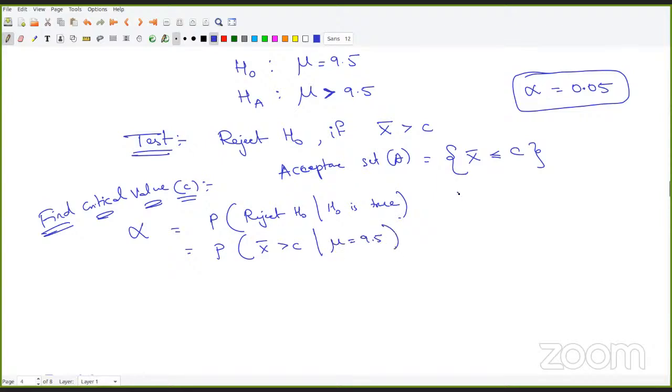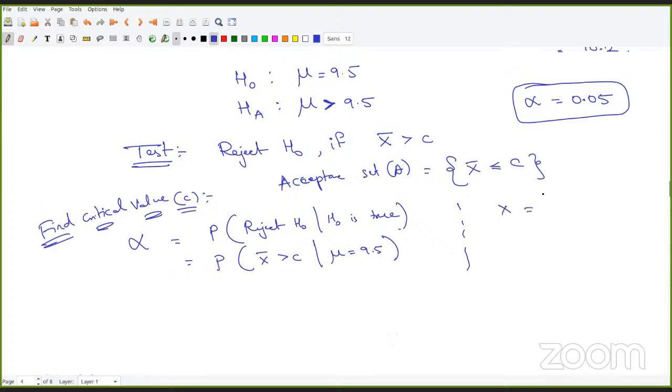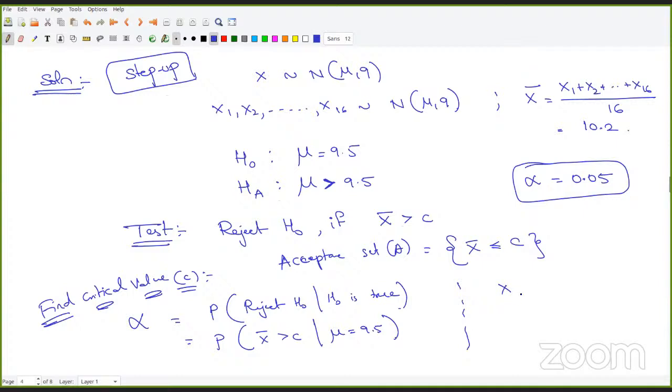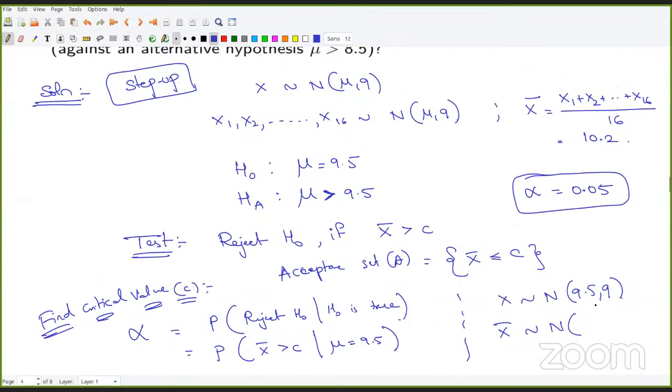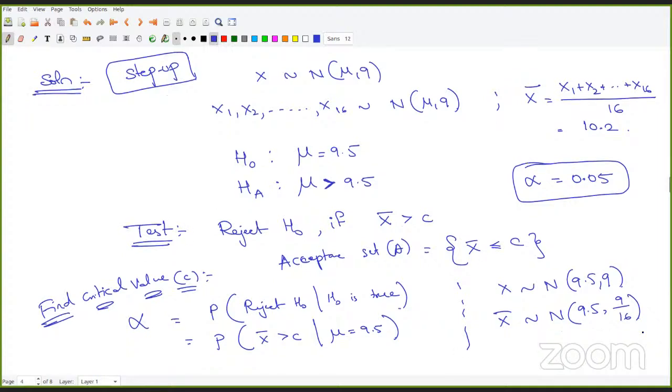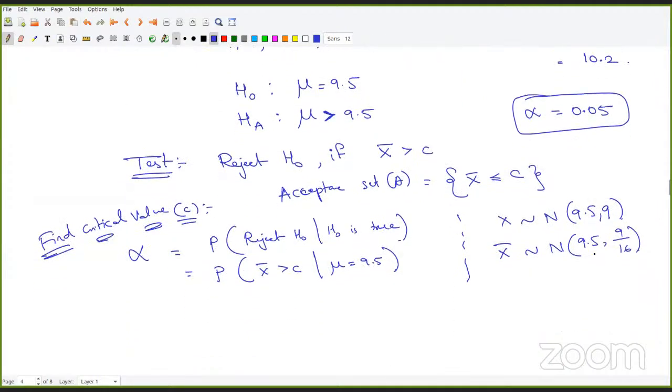So now when mu is 9.5, our X follows normal 9.5 comma 9. Correct? Just substitute mu. What will our X bar follow? This thing you have to tell me. Mean 9.5, and variance sigma squared by n, so 9 by 16. Correct. Now our X bar follows normal with mean 9.5 and variance 9 by 16.